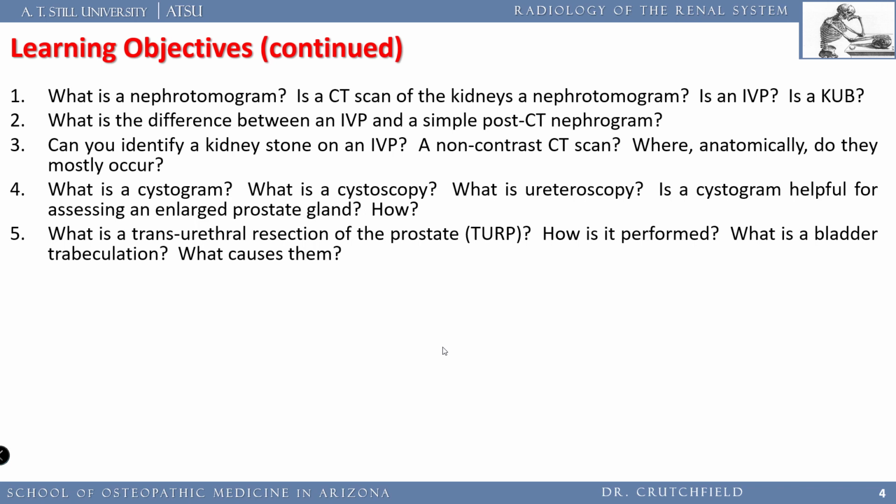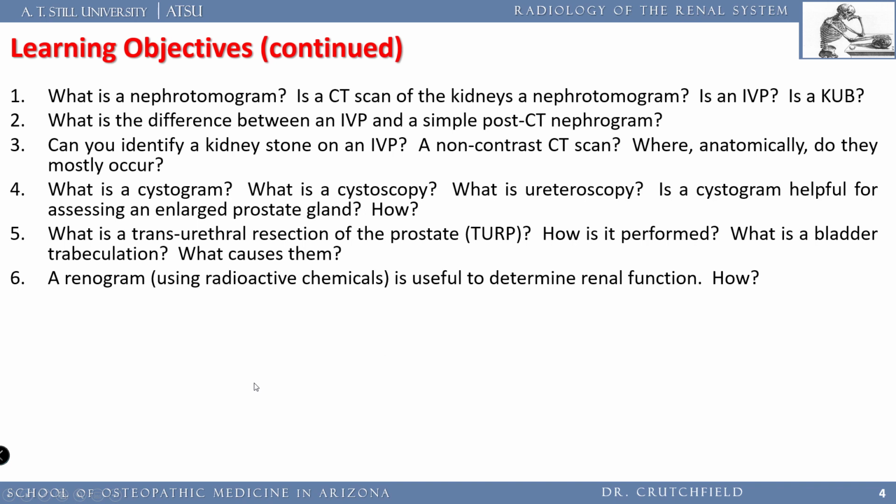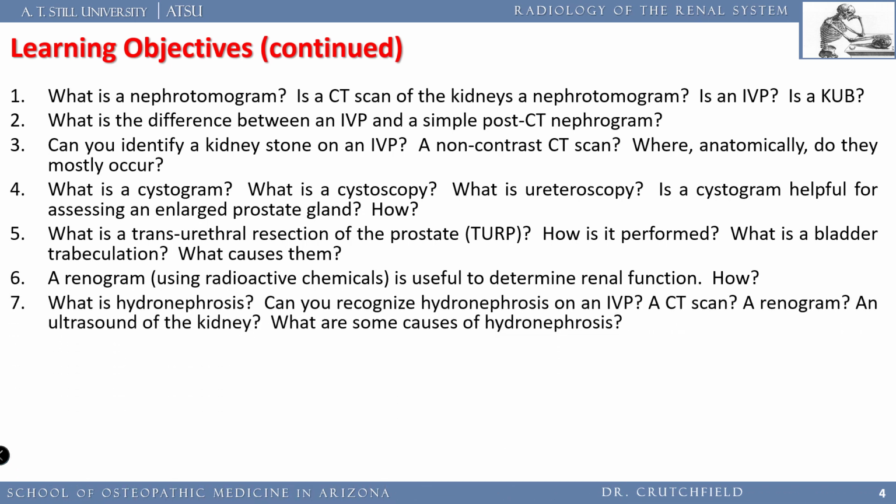What are bladder trabeculations and what causes them? We mentioned this. A renogram using radioactive chemicals is useful to determine renal function. How? How is it used? And why do we want to know sometimes the function of the individual kidneys, the left kidney versus the right kidney?